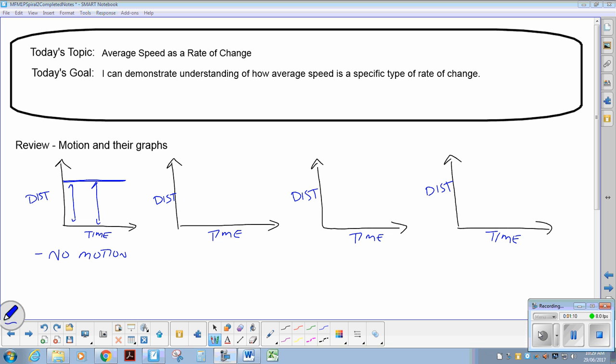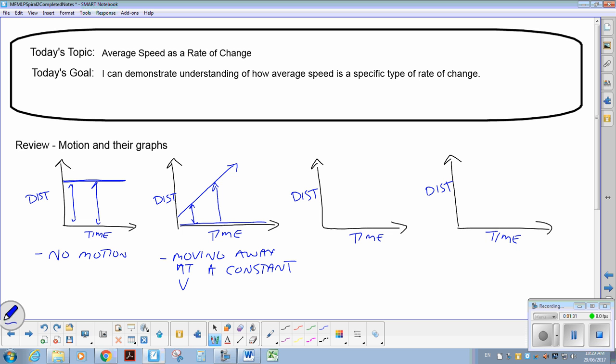The next one in the investigation would be a line that looks like that. And this is moving away. So your distance from the x-axis, so this is where you started from your home, is increasing. So moving away at a constant velocity. And because it is a straight line, like we did in the previous one, it's a linear relationship. So you're moving away and going the same distance away each time. So it's constant.